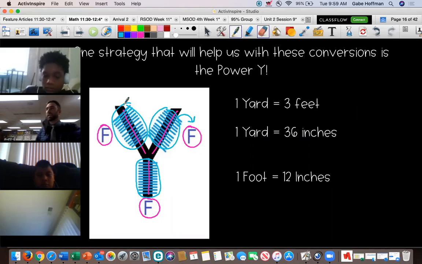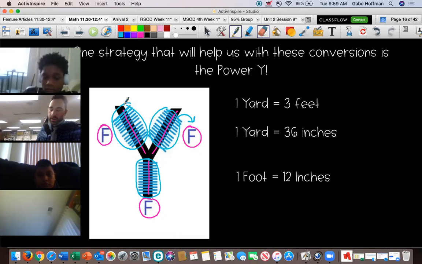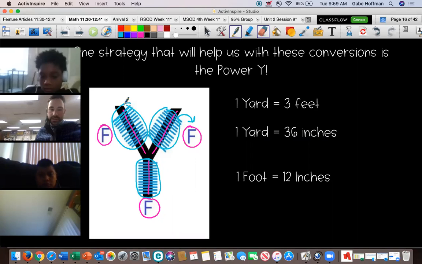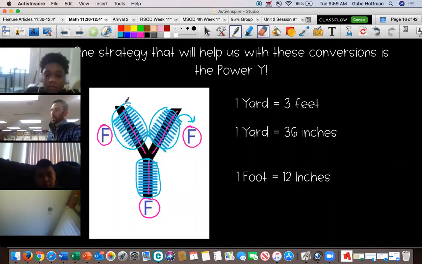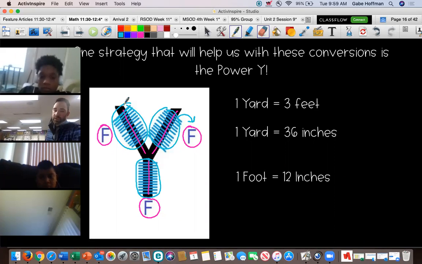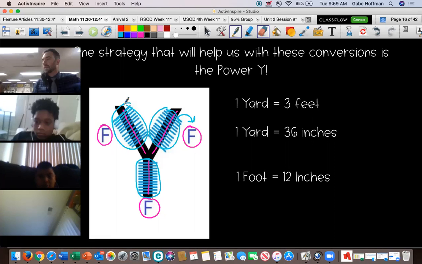I added this to Canvas yesterday, but for some reason it's having trouble showing up today. I will try to go in after our lesson and add it back on there so you can see it as a visual if you need to, because it is a good visual to look at if you need to remember that 1 yard equals 3 feet, 1 yard equals 36 inches, and 1 foot equals 12 inches. But we have that chart from yesterday to use today if you need it, okay?